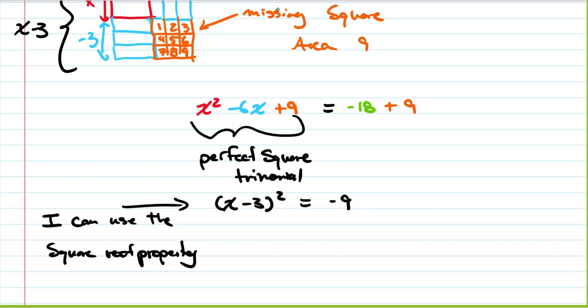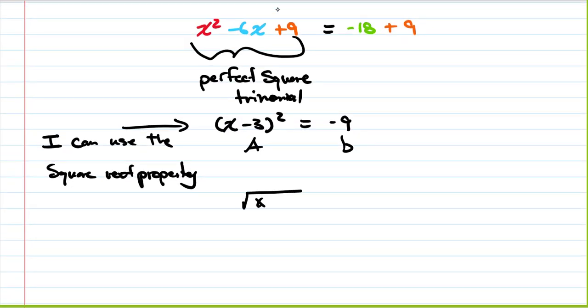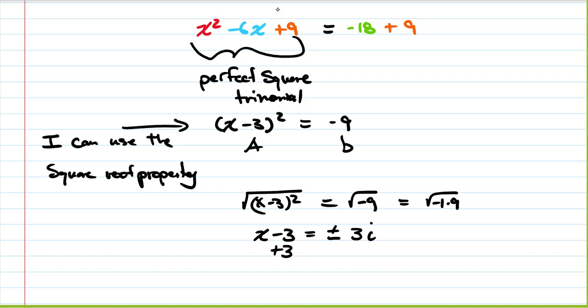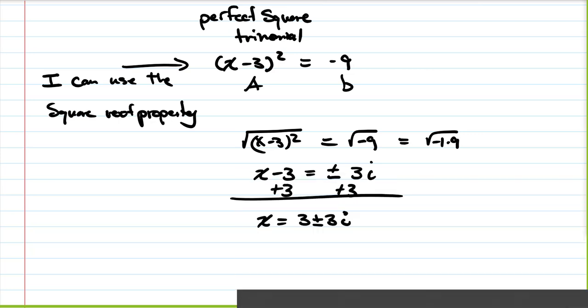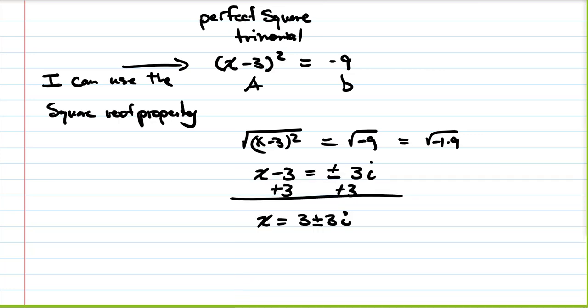Because if I have x minus 3 squared equals negative 9, here's my a and here's my b. So using the abbreviated version, if I had the square root of x minus 3 squared is equal to the square root of negative 9, that would give me x minus 3 is equal to plus or minus the square root of negative 1 times 9. The square root of 9 is 3, and the square root of negative 1 is i, so I get plus or minus 3i. So I add 3, and I get x is equal to 3 plus or minus 3i. And that would be my two solutions to that equation.